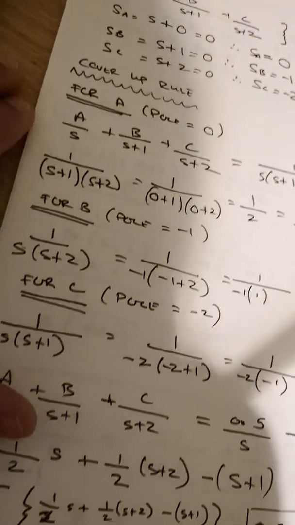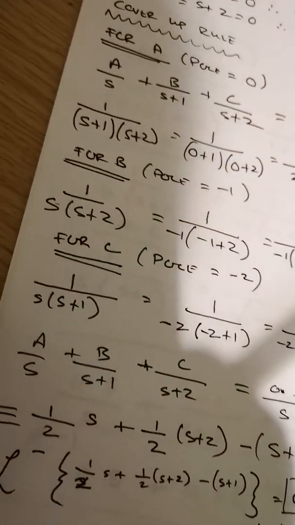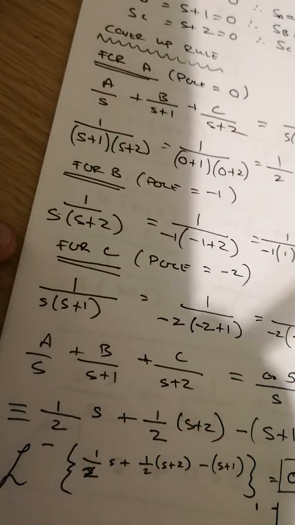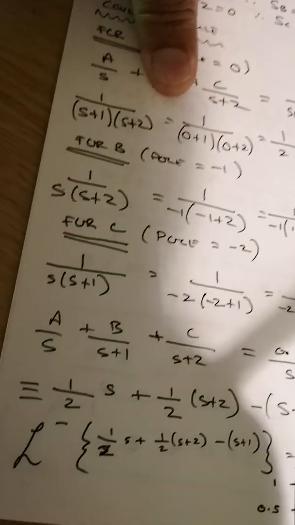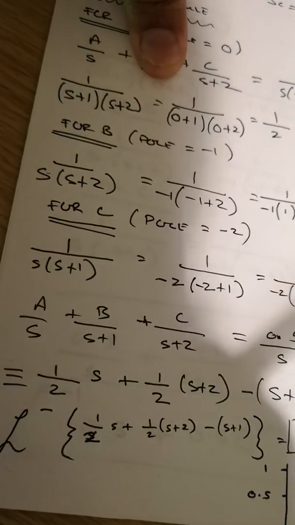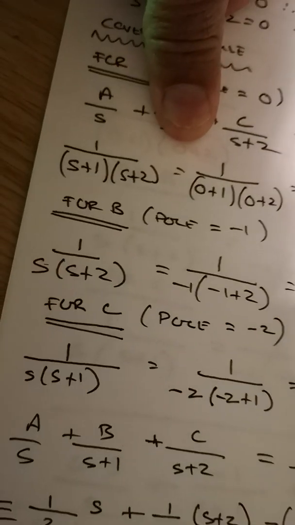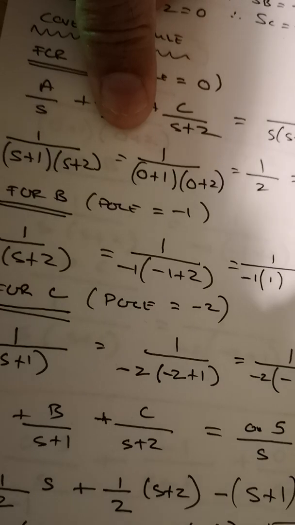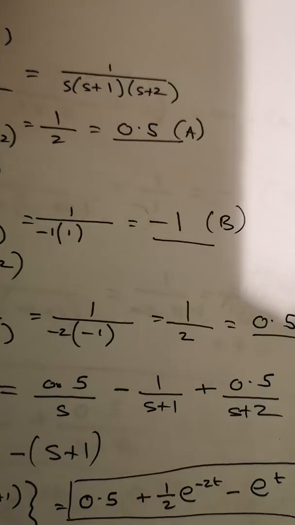Now for B, the pole is minus 1, because it's here, minus 1. So we're going to cover up B. If you cover up B, you're going to cover up this part here. So what you're left with is s plus 2, s times s plus 2. Now the pole is minus 1 for B, and the answer for B is minus 1.